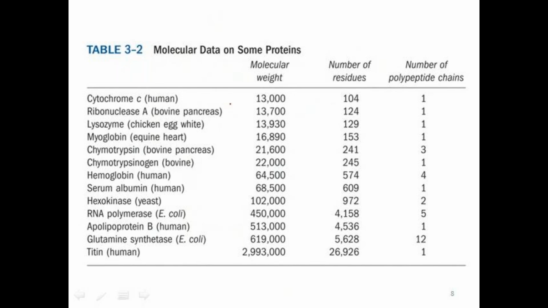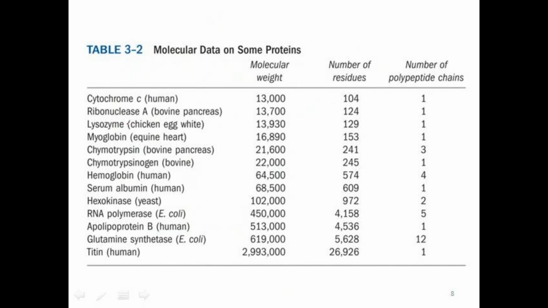And here the number of residues and the number of polypeptide chains differ in these ones. The main examples are cytochromes, ribonuclease, lysozyme, myoglobin, chymotrypsin, hemoglobin, and serum albumin. These are proteins with high molecular weight, and they contain different numbers of amino acids and polypeptide chains.